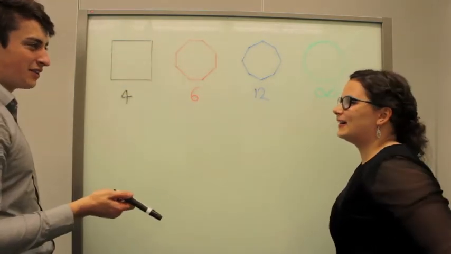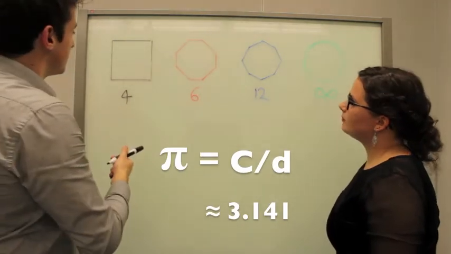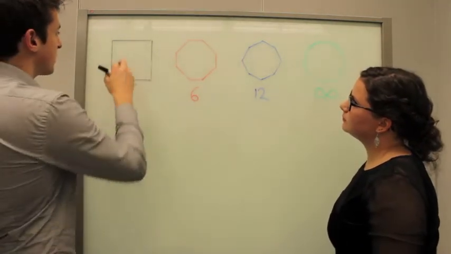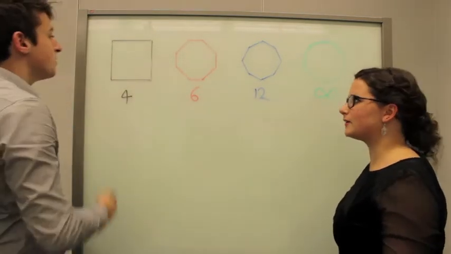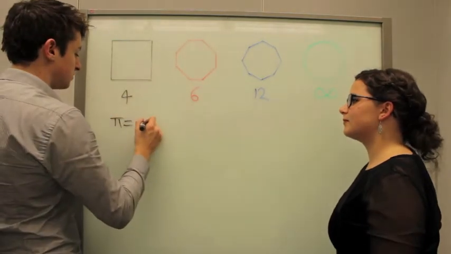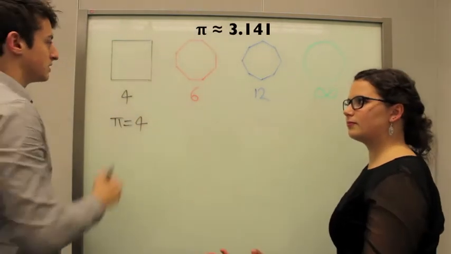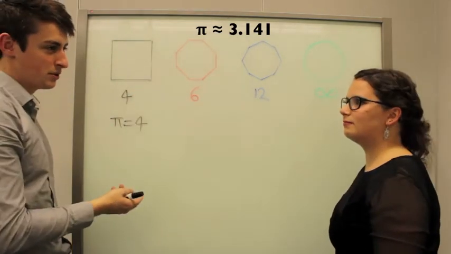Pi is defined as the circumference of the circle divided by its diameter. So what we need to do in order to estimate it using these shapes is work out their perimeter and then divide it by the distance across them. If we do that with a square, we find that pi is equal to 4, because it's 1, 2, 3, 4 divided by 1, you get 4. Now obviously pi is not 4, that's a pretty terrible estimate.